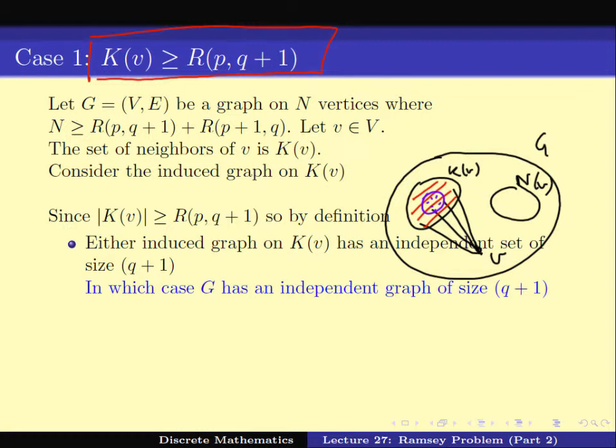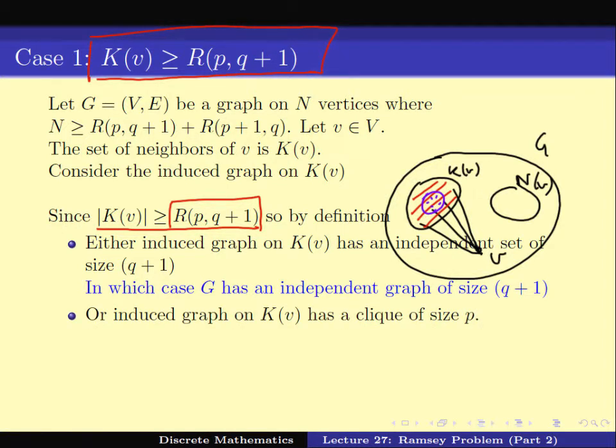Now, the definition of R(p,q+1) is that either it has an independent set of size q+1 or it has a clique of size p. Now what happens if it has a clique of size p? Let's think of this blue thing again as a clique of size p. That means between any two vertices here, there is an edge.